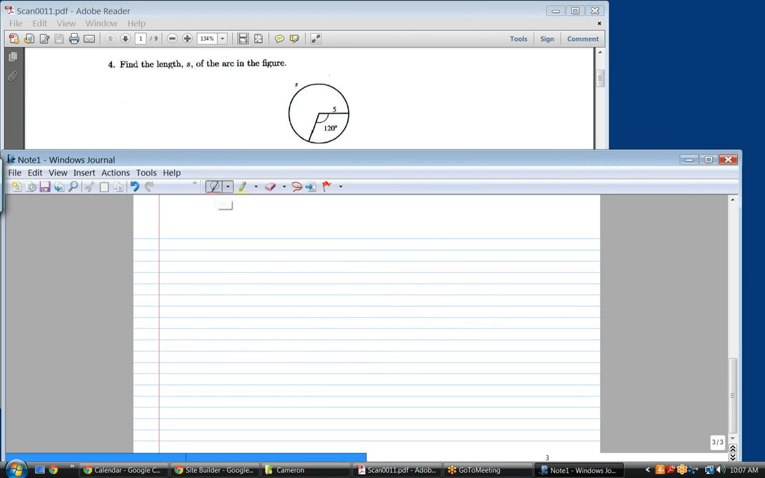So, what's the circumference of this circle? 2 pi r. So our radius is 5, so it's 2 pi 5 then. So that's 10 pi. That's the circumference of the circle. Now, what is the length of that arc?